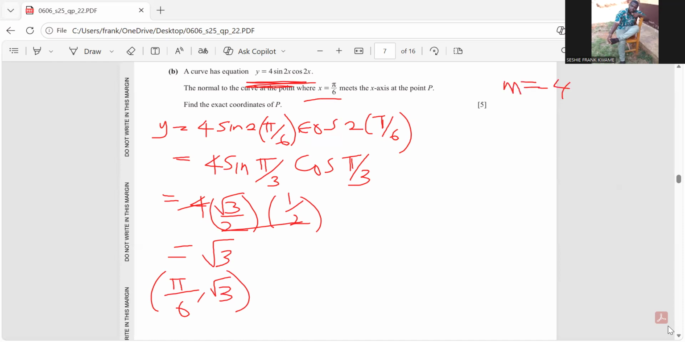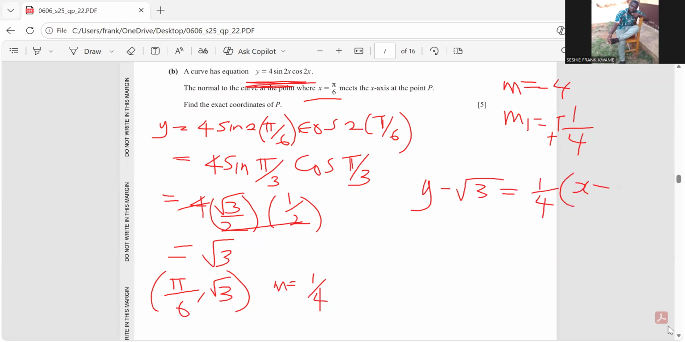Now the gradient of this particular function at pi on 6, we had negative 4. Don't forget that's the gradient of the tangent. So the normal's gradient is the negative reciprocal of that, and that's 1 out of 4. So we are going to find the equation of the normal. y minus y1, which is root 3, equals 1 out of 4, that's the gradient, times x minus x1, pi on 6. This equation can be y equals root 3 plus 1/4 x minus pi on 6. You can leave it at this form.